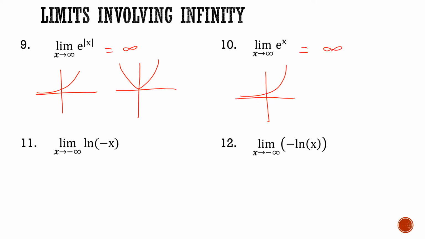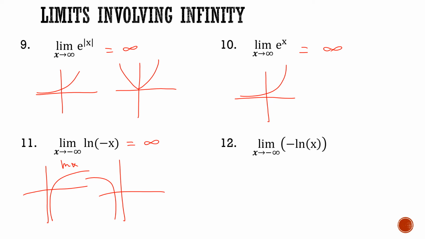This one, we have ln negative x. And so that negative x is simply reflecting it over the y-axis. So here's the regular ln graph. And here is our ln negative x. And so as we go far left to negative infinity, our graph is going up to infinity.